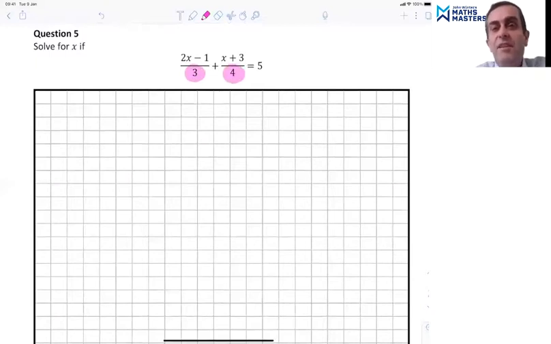Okay, we have a 3 and we have a 4. Now, what do we do with the denominators? What's the first thought that comes into our minds when we see fractions? Exactly, Joseph. What we do is we find our LCM.